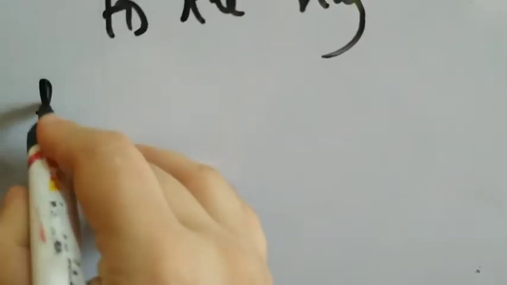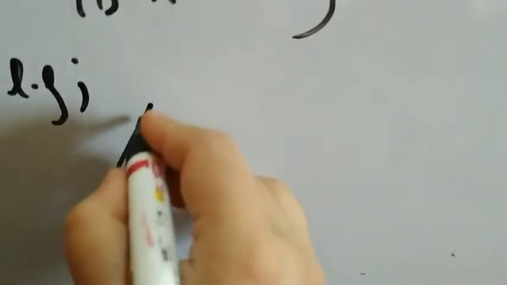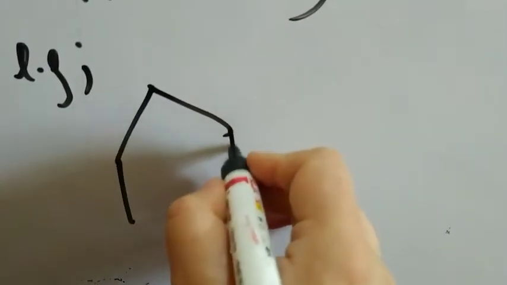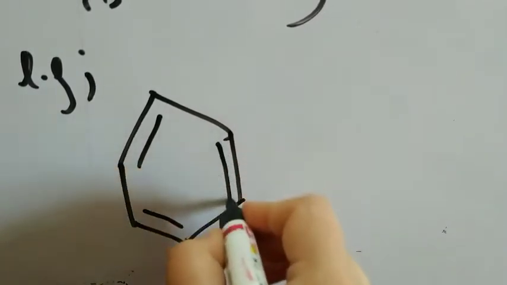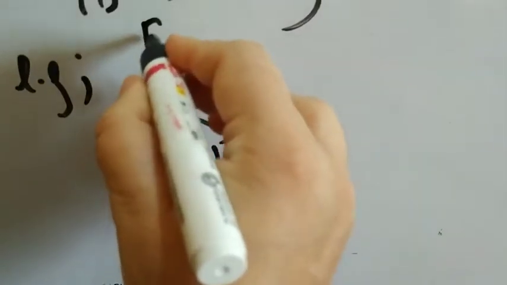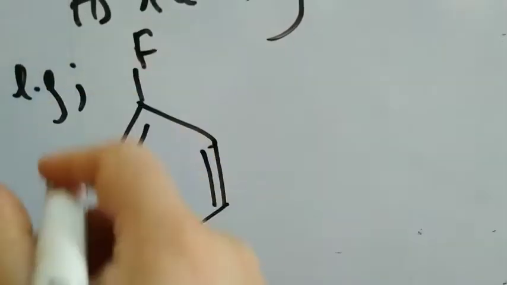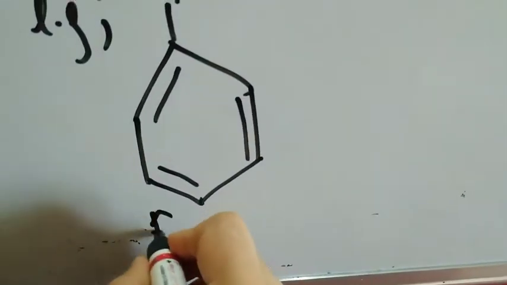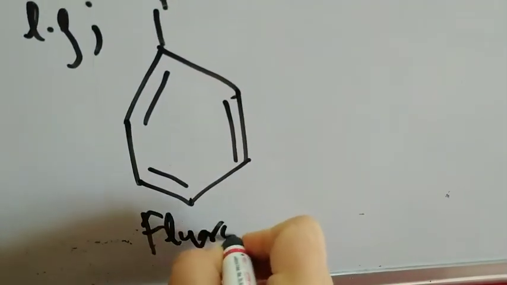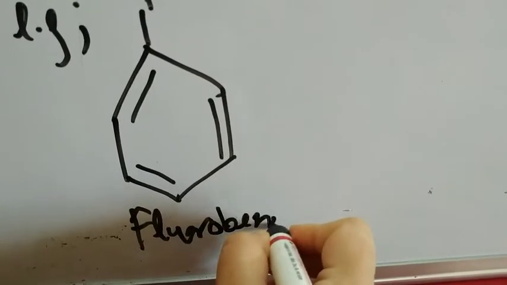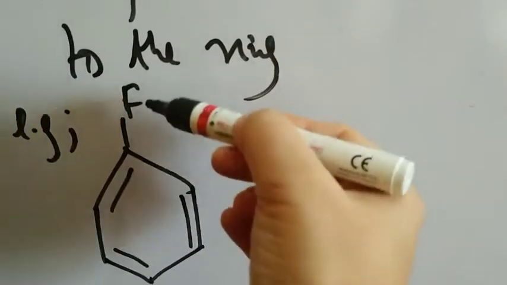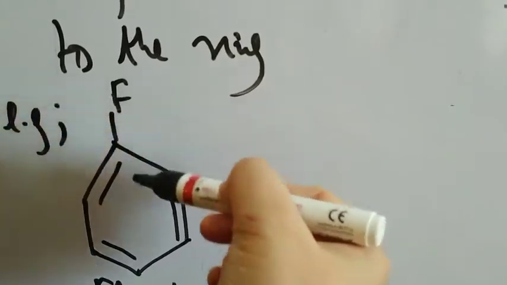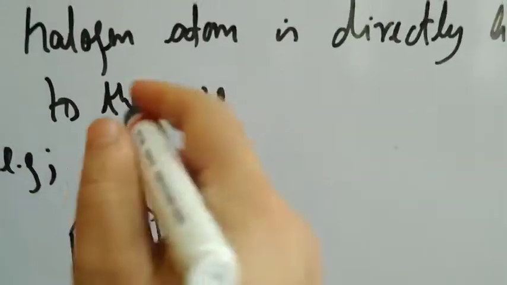For example, again, we will stick to simple examples. This is a ring, this is a benzene ring, right? On this, the substituent present is F: fluorobenzene. This compound is a nuclear halogen derivative because the substituent F, fluoro, the X atom, is directly linked to the ring. It is not necessary that this will be the first substituent.